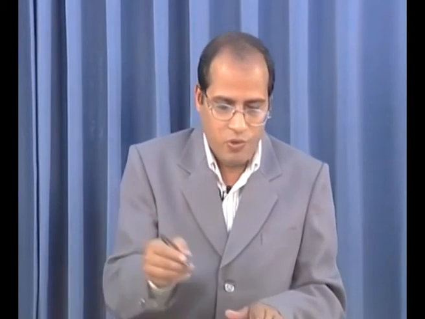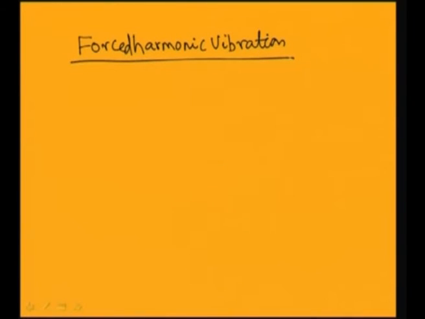So, till now we have studied about the free vibration response of a 2 degrees of freedom system. So, let us see the forced harmonic vibration of a 2 degree of freedom system. In case of forced harmonic vibration, the system is subjected to a harmonic force. So, for simplicity we can take the same system what we have studied before and we can write the equation of motion.